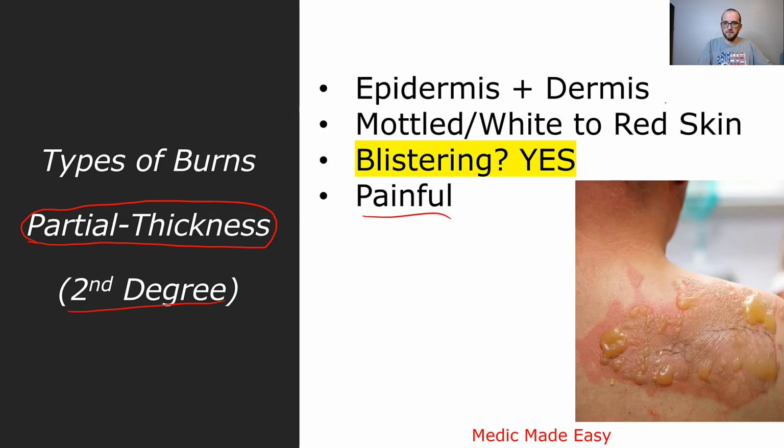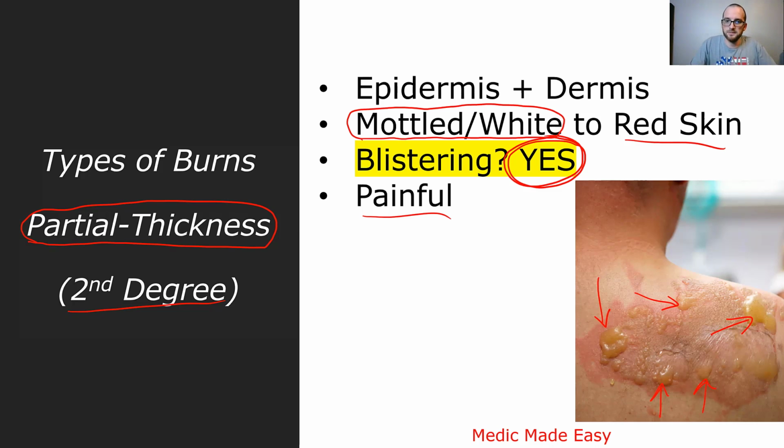Painful, yep. Red skin again, yes. Maybe some other colors, right? Maybe mottled or splotchy or white. So still could be red, could be some other colors. But then the big determinant from the superficial to the partial thickness is that this does have the blisters, and that's what you're seeing there on this guy's back. Those are all those swelled up tissue spots.